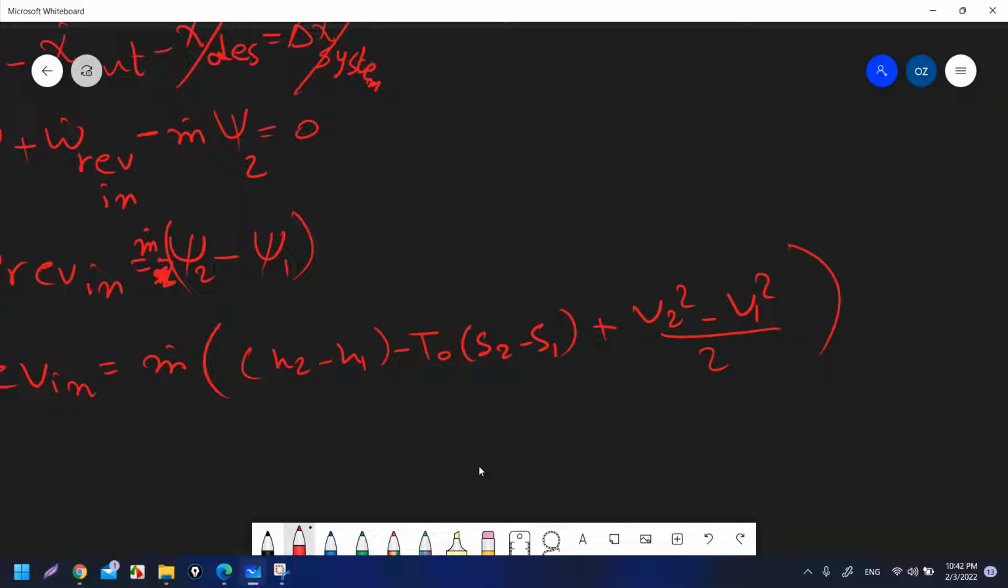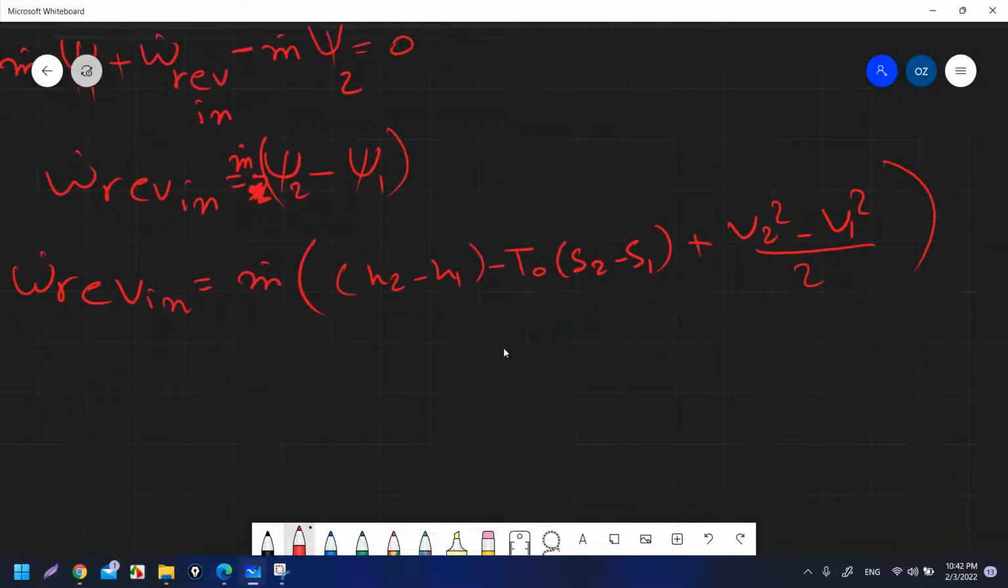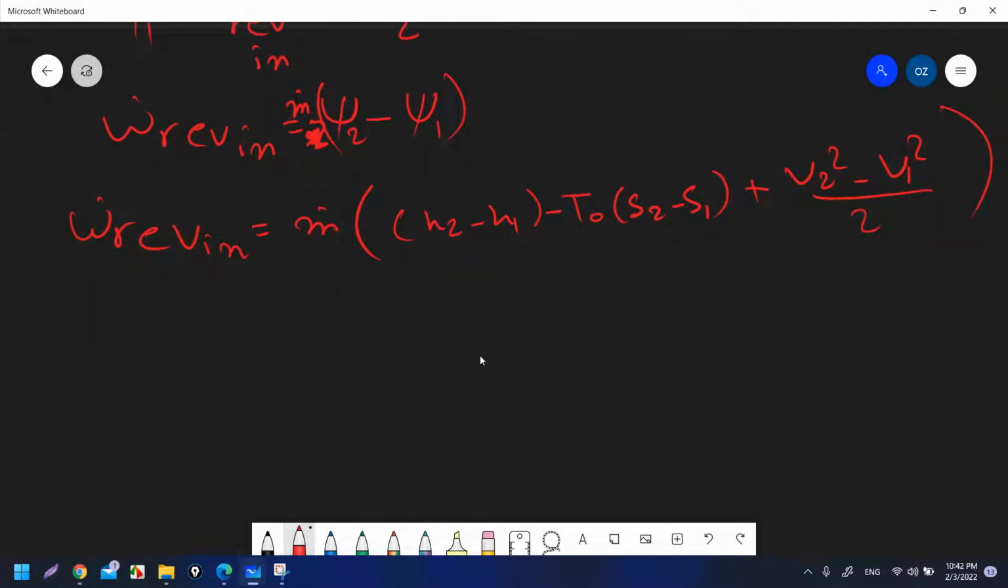We don't have change in potential energy, there is no elevation. If you are given an elevation Z1 and Z2 in the question, but I don't think you will be given any question about potential energy. But if you are, the potential energy change is g times (Z2 minus Z1).